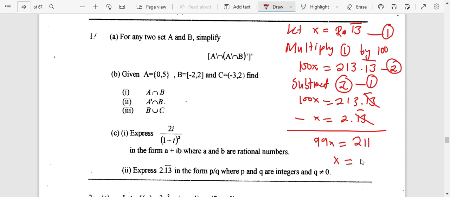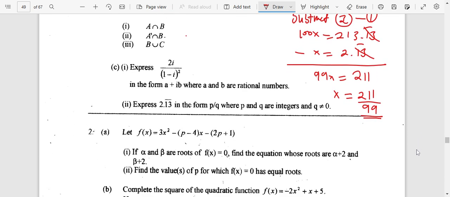To remain with x, divide both sides by 99. That will be 211 over 99. So that is it. Are we together? Are we okay?